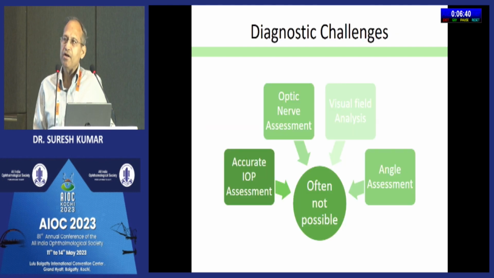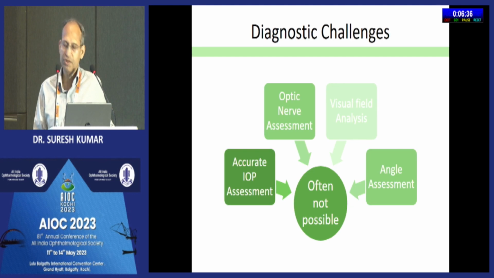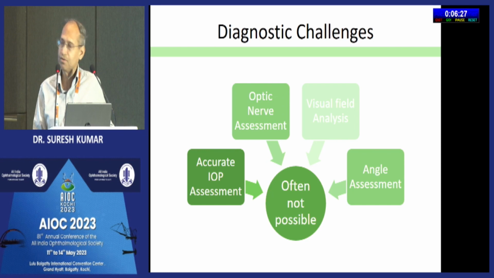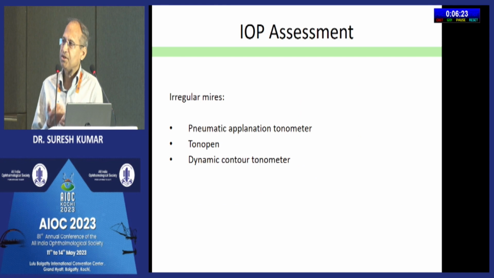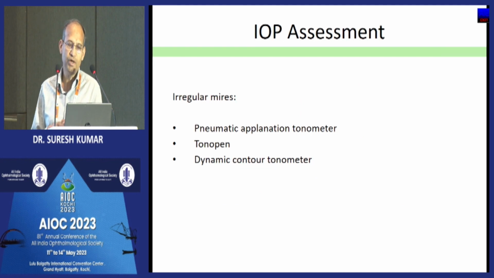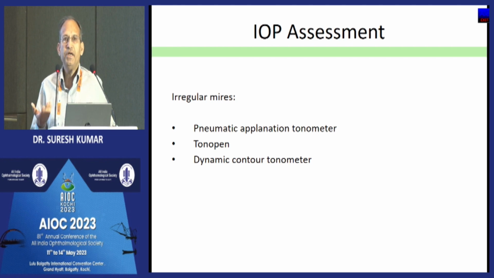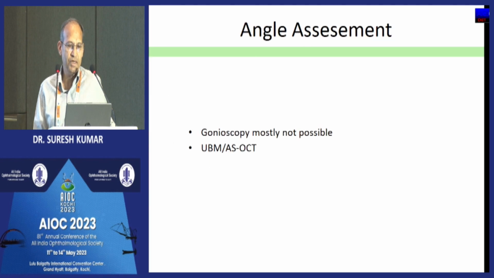And it's a diagnostic challenge, especially in eyes with opaque cornea, when measurement of intraocular pressure becomes difficult, optic nerve assessment as well as visual field analysis is difficult, and angle assessment also becomes a little difficult. For IOP assessment, especially in eyes showing irregular mires on Goldmann applanation tonometer, you can go for Tonopen or pneumatic applanation tonometer, or currently DCT can also be useful in eyes having more corneal thickness.